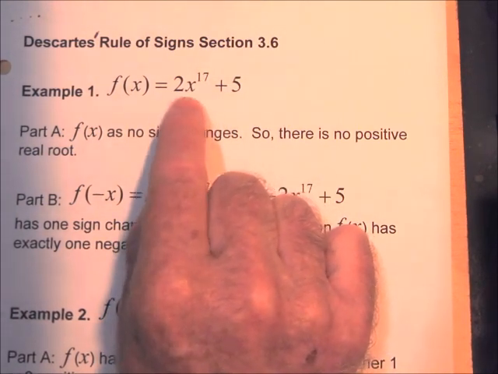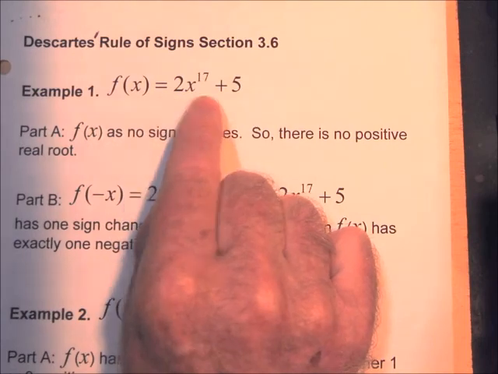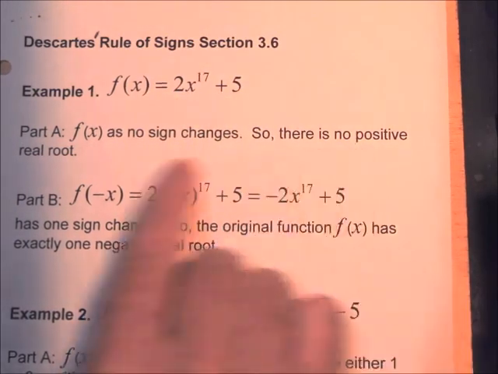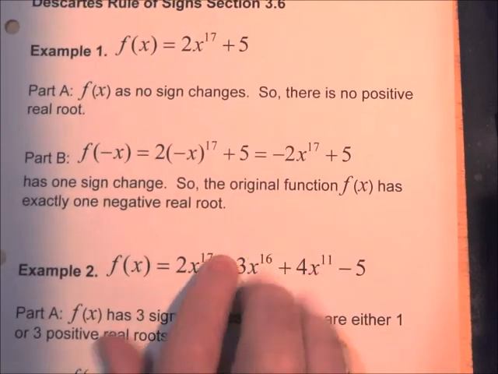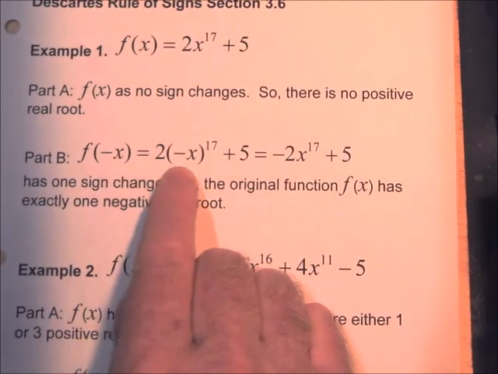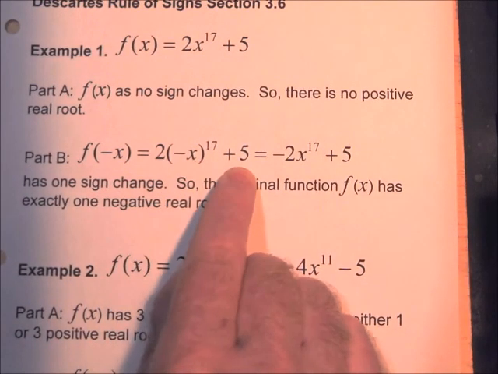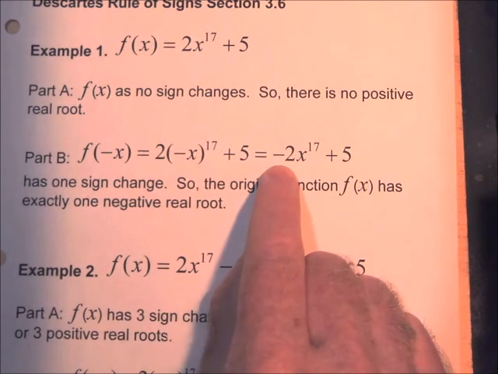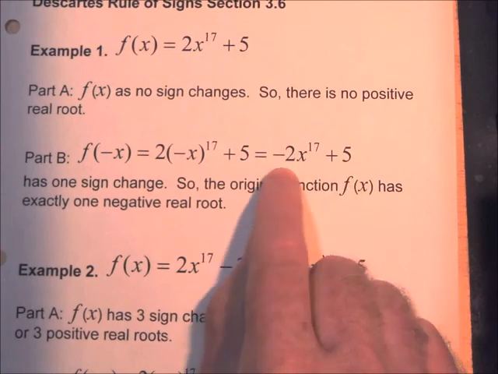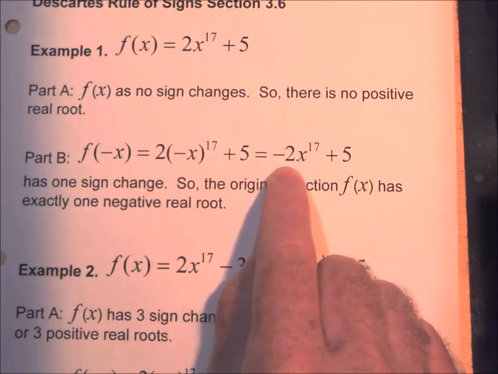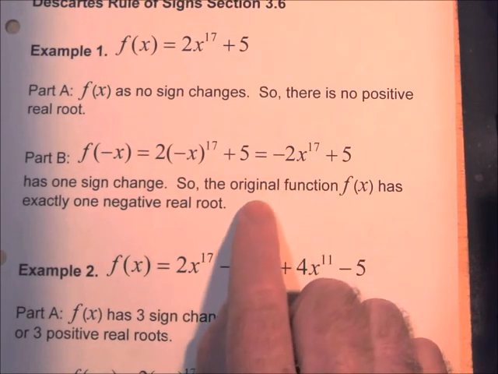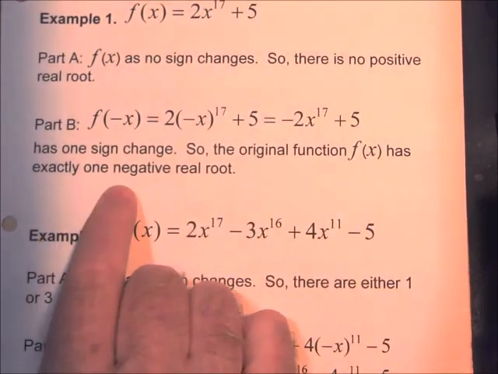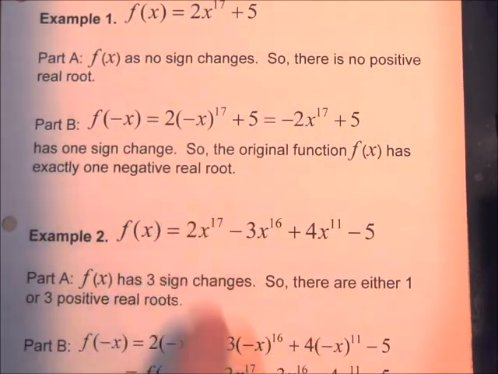We just have two numbers here, 2 and 5. They're both the same sign, so there's no sign changes. So there's no positive real root. Part B: f of minus x is 2 times minus x to the 17th plus 5. A negative sign to the 17th power is going to be negative. So here we have one sign change, going from negative 2 to 5. So that means that f of x has exactly one negative real root.